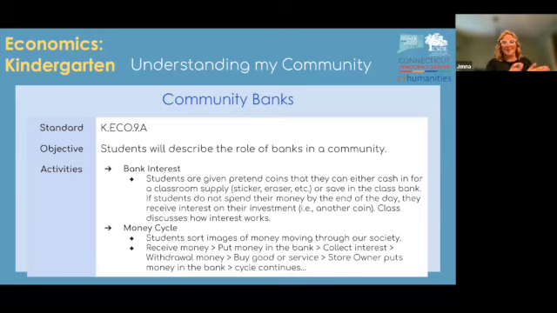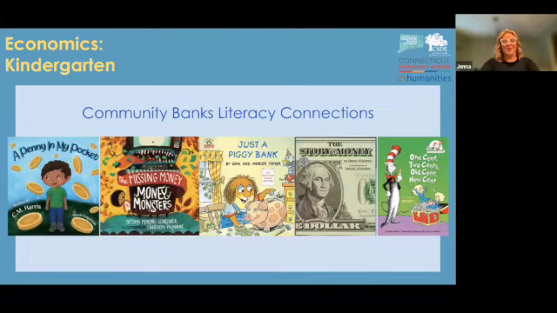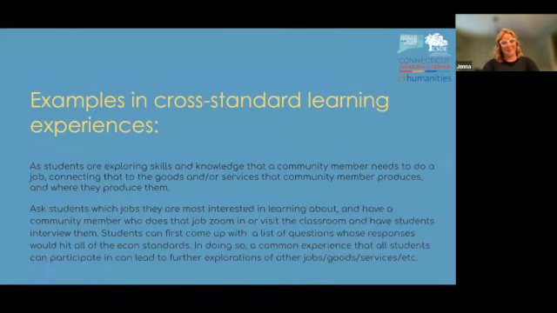The functioning cycle is: people receive money, they put money into the bank, which collects interest. They then withdraw money to make a purchase on a good or a service. Then the store owner who collected that money puts it back in the bank and the cycle continues. A few books that can support this are A Penny in My Pocket, The Missing Money, The Money Monsters, Just a Piggy Bank, The Story of Money, and 1 cent, 2 cents, old cent, new cent.